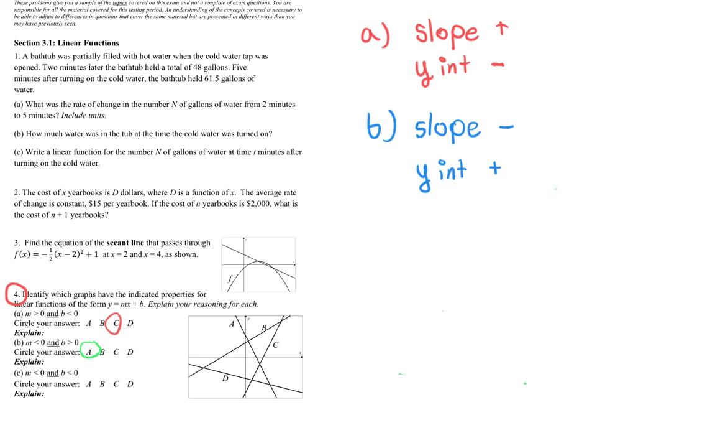Now for C, we have that the slope is less than 0, so the slope's negative, and our y-intercept is also less than 0, negative. So here, the only one that works is D, sorry, because we're going down. So the answer to this one's going to be D. All right, and on to number 5.